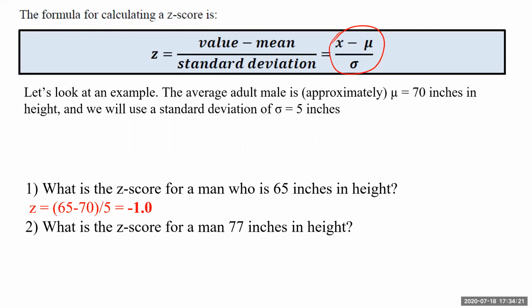Now, what is the z-score for a man 77 inches in height? We plug that into the formula. So this time our x is 77, and that gives us positive 1.4. Isn't this easy? This is so simple, right?